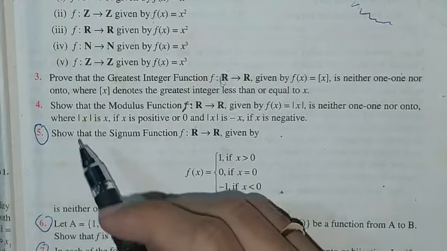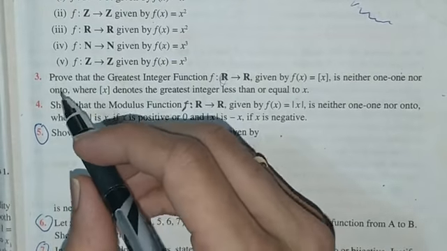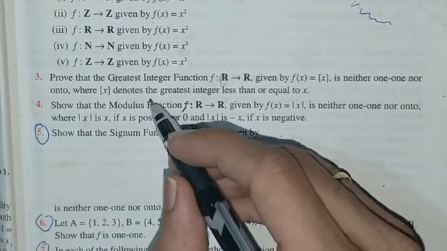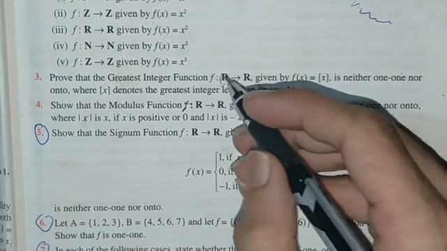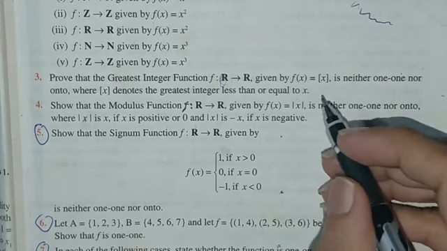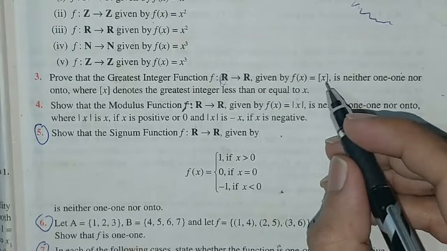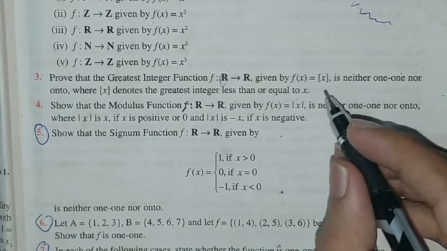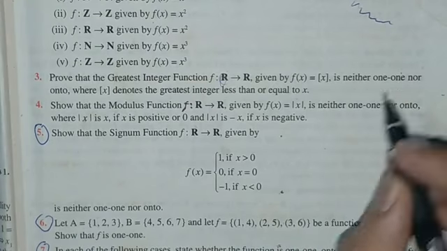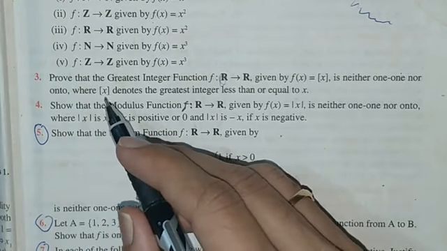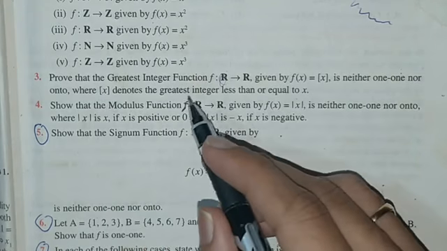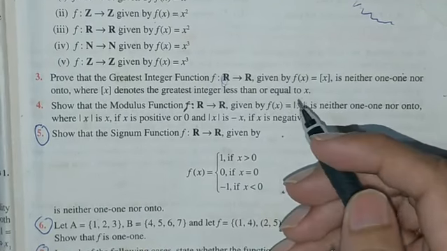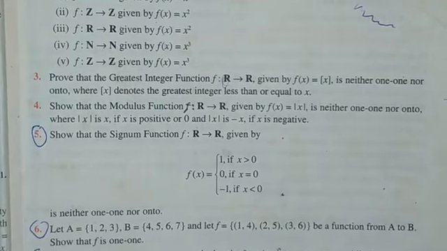Now let us do problem 3. Problem 3 is: prove that the greatest integer function f from R to R given by f(x) equal to the greatest integer less than or equal to x is neither one-one nor onto, where this symbol denotes the greatest integer less than or equal to x. Okay, so let us solve this problem.